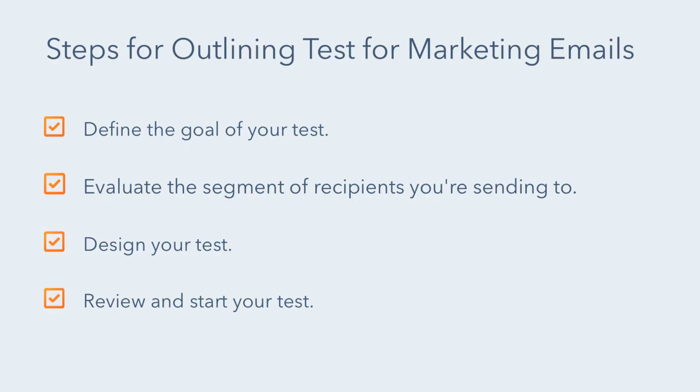These are your steps for outlining the test you want to run on your marketing emails. Define the goal and purpose of your test, evaluate the segment of recipients you're sending to, design your test, and review and start your test. Testing is a great way to see how your contacts are engaging or not engaging with your marketing emails. And by following these steps, you'll continue to prove your ability to do data-driven analysis for your business.